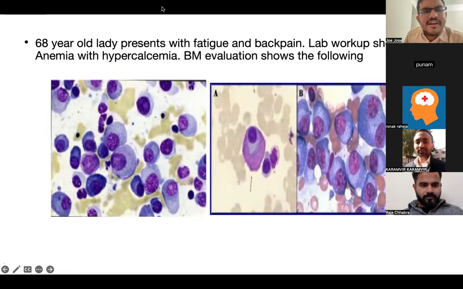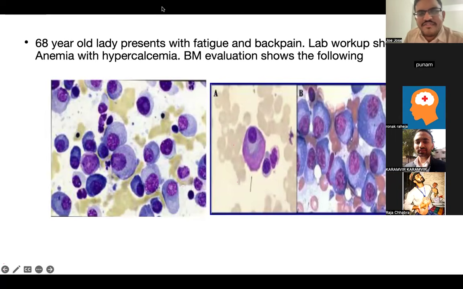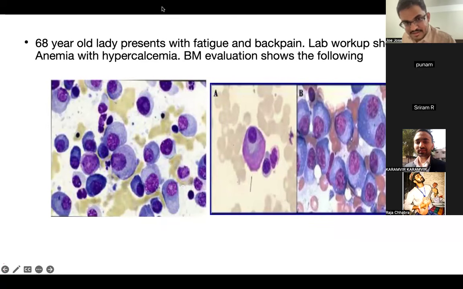Okay, so this is a 68-year-old lady who presents with fatigue and back pain. Lab workup shows anemia with hypercalcemia, and bone marrow evaluation shows the following. What can you see here? Yes, sir. There are eccentrically placed nuclei, probably plasma cells, with the cartwheel appearance on the right side.